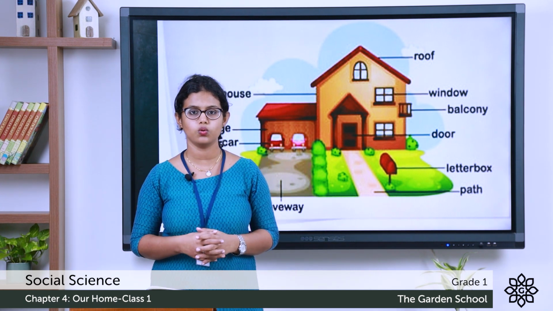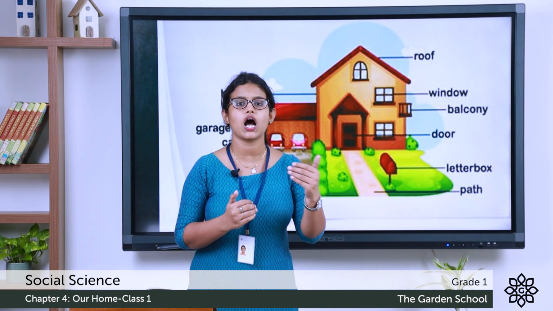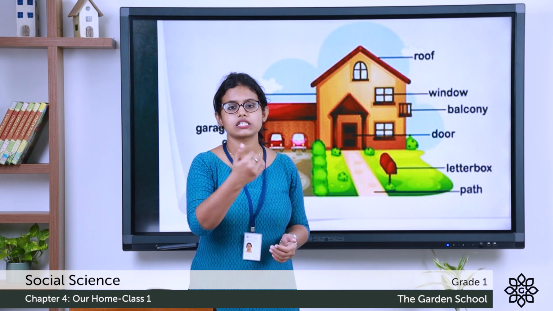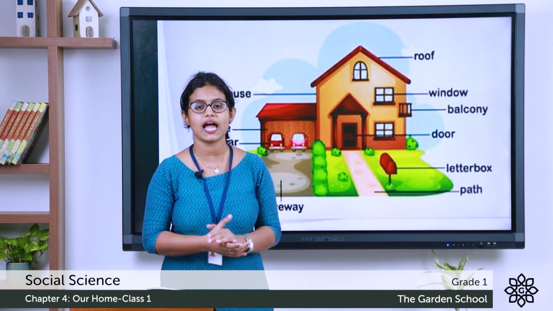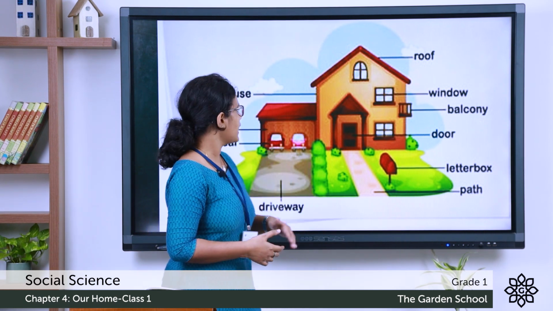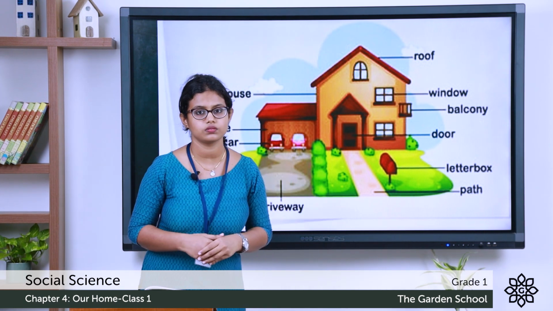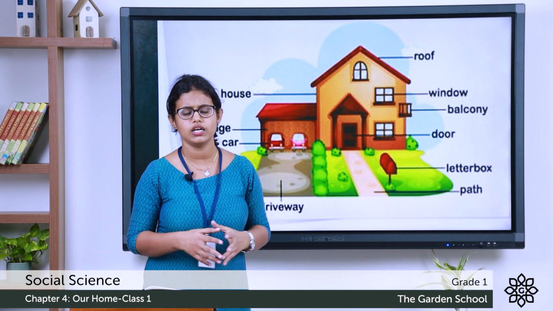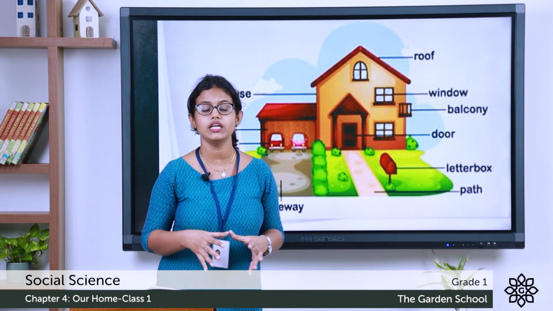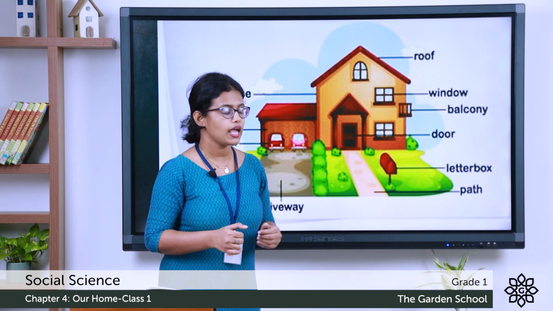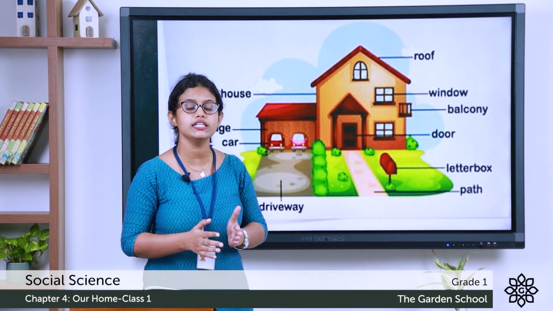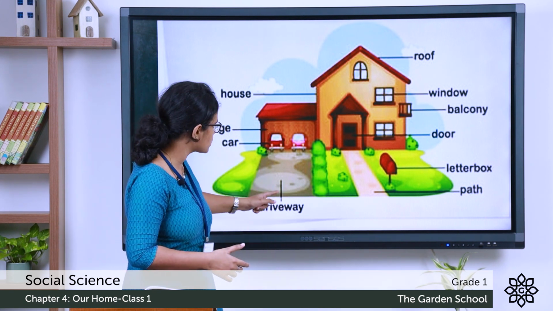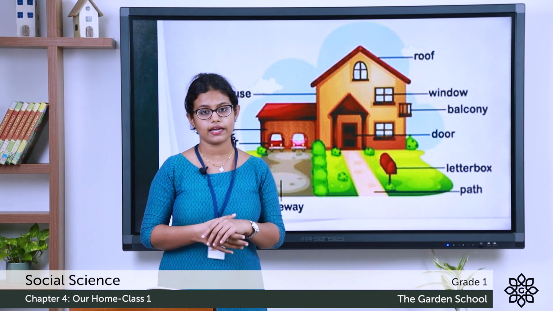Next one is the door. Every house has a door. So we enter the house through the door and we exit through the door. That is, we come out through the door. Even rooms have doors. Next we'll see the garage. You know what is a garage? Garage is a place where we park the car. And this is the driveway. Driveway means the path which leads you to the garage. Through this way, you can go to the garage.